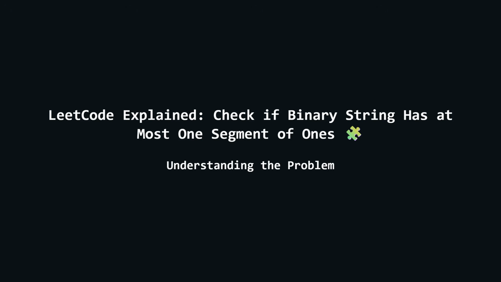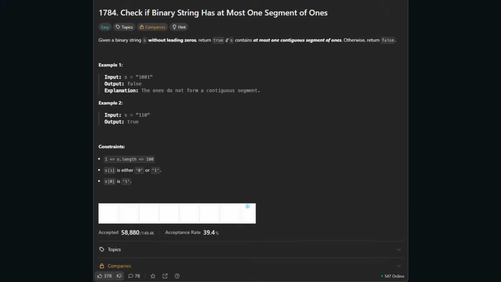Hello everyone, welcome back. Today we're tackling a string problem called check if binary string has at most one segment of ones. It sounds like a mouthful, but the logic is actually really elegant. Let's break it down. We're given a string made entirely of zeros and ones. The problem tells us specifically that this string will never have leading zeros, meaning it always starts with a 1.